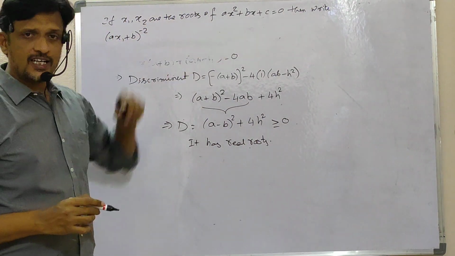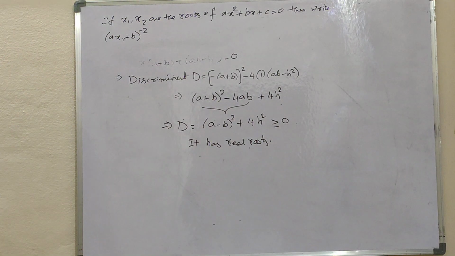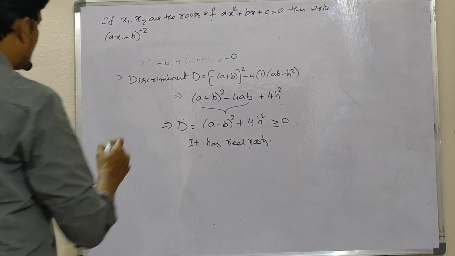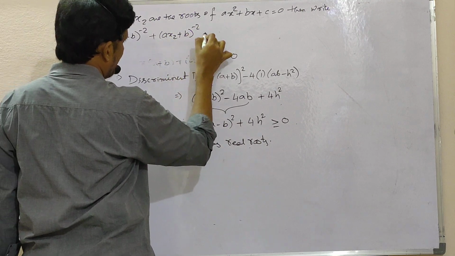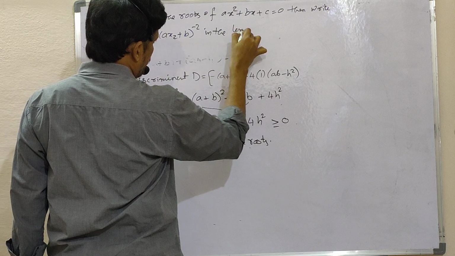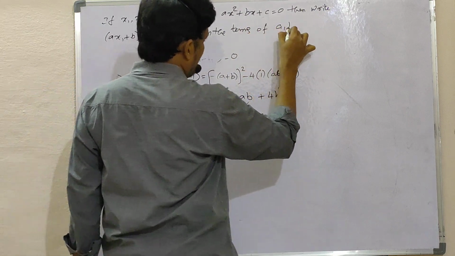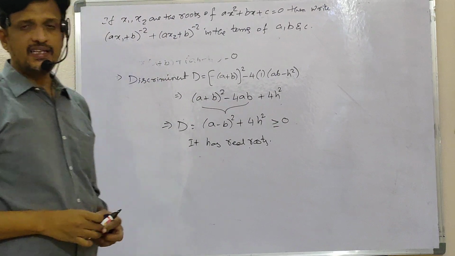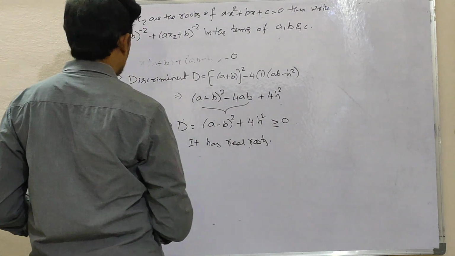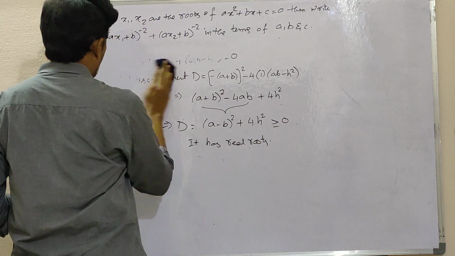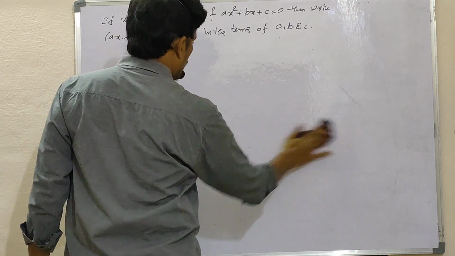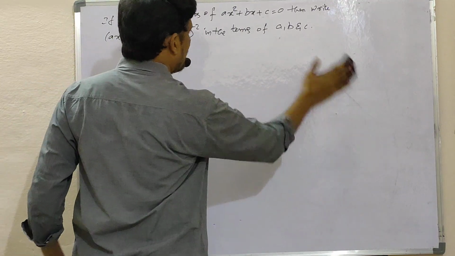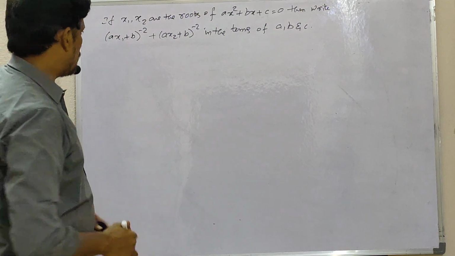x1, x2 are the roots of the given quadratic equation. Then write the value of (ax1 + b)^(-2) + (ax2 + b)^(-2) in terms of a, b and c. In terms of a, b, c, you have to write the value of (ax1 + b)^(-2) + (ax2 + b)^(-2). Here x1 and x2 are the roots of the quadratic equation.